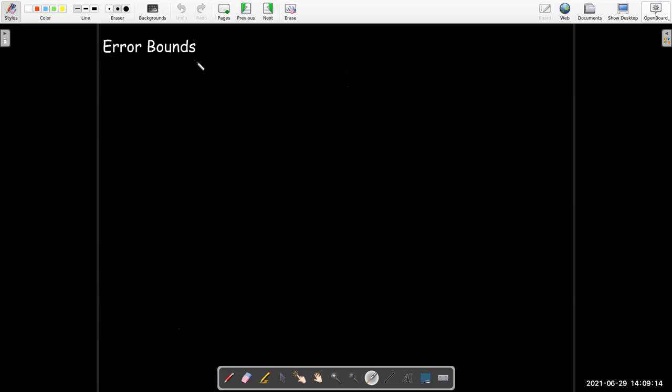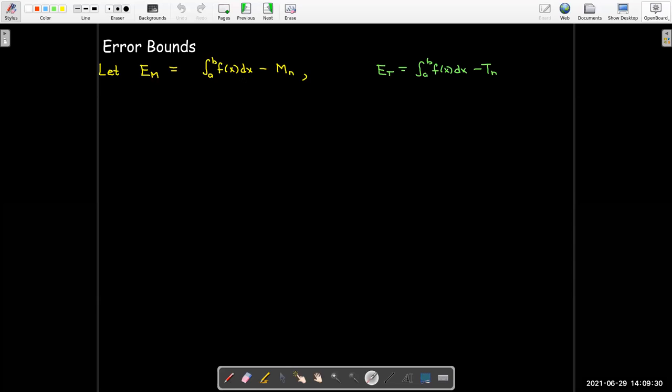So let's talk about error bounds. What I mean by error is the difference between the exact value of the definite integral, which in most cases we don't know, only for our academic example are we able to calculate the exact value, and our estimate or approximation. We're just going to use a subscript m for midpoint, t for trapezoidal. It's not worth looking at the left endpoint or the right endpoint.